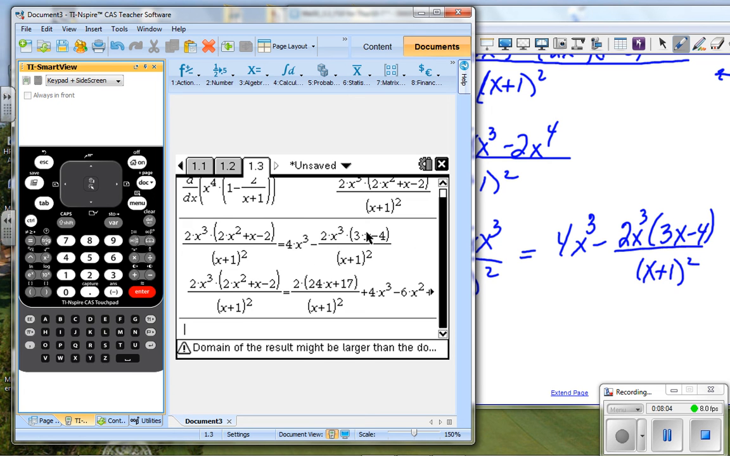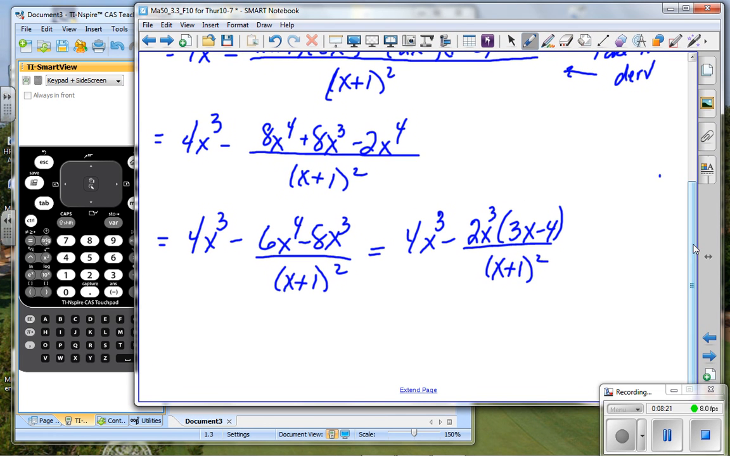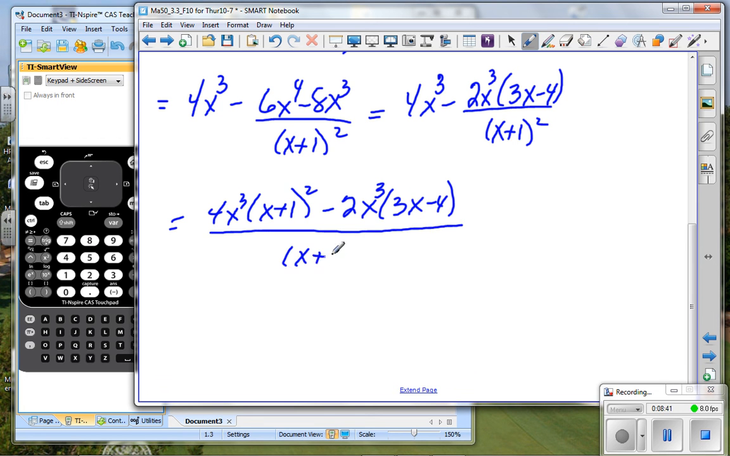Sometimes we are correct, and it does this because you see this little reminder: the domain of the result might be larger, and that's because we're squaring this. So we need now to go back and double check our work, maybe do some work to see if in fact we can simplify this. So we'd have 4x cubed times x plus 1 quantity squared minus 2x cubed times 3x minus 4, all of it divided by x plus 1 quantity squared.